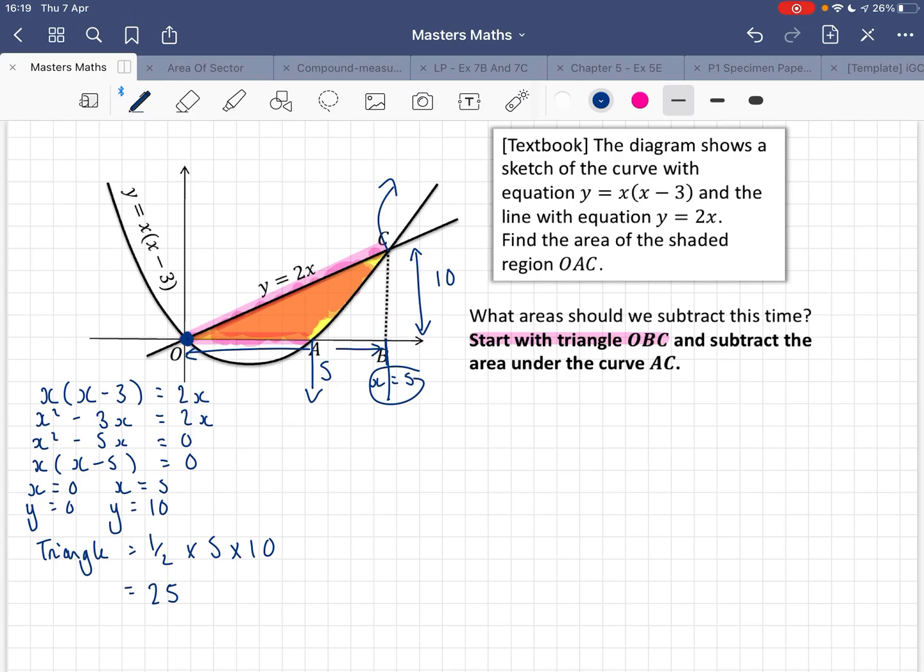This A is important. We do need to know that point, because those are the limits of our integral, because when we're integrating under the curve, what we need to find is this area here. So to find the x value of A, we know y is 0 because it's crossing the x axis.